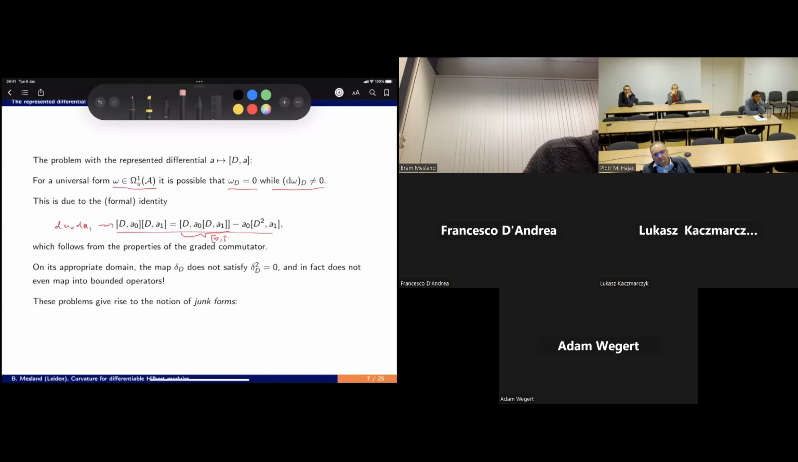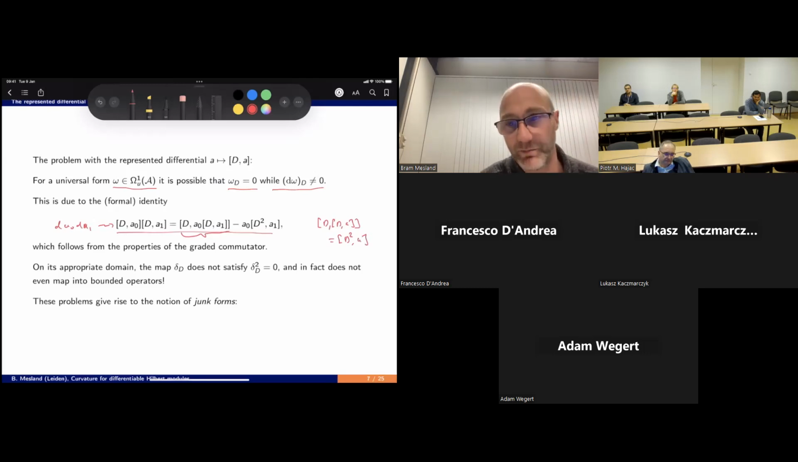I'm not going to write it again, actually. So there is this error term involving d squared. Now, as I emphasized, this is a formal identity because I don't even know if the commutator with d squared makes sense. It's an unbounded operator. But formally, this is illustrating the problem. And here, the grading issues become important. Because we work with graded commutators, these things are the same.